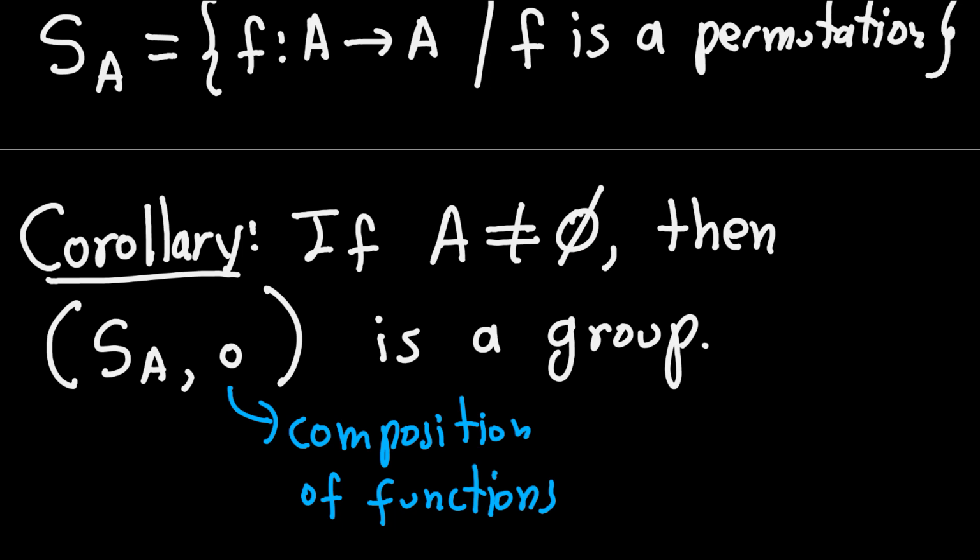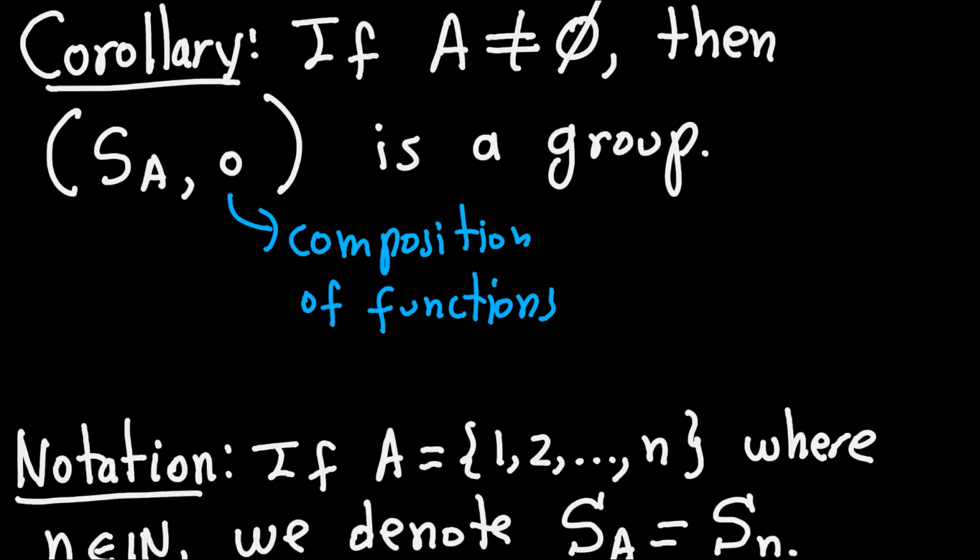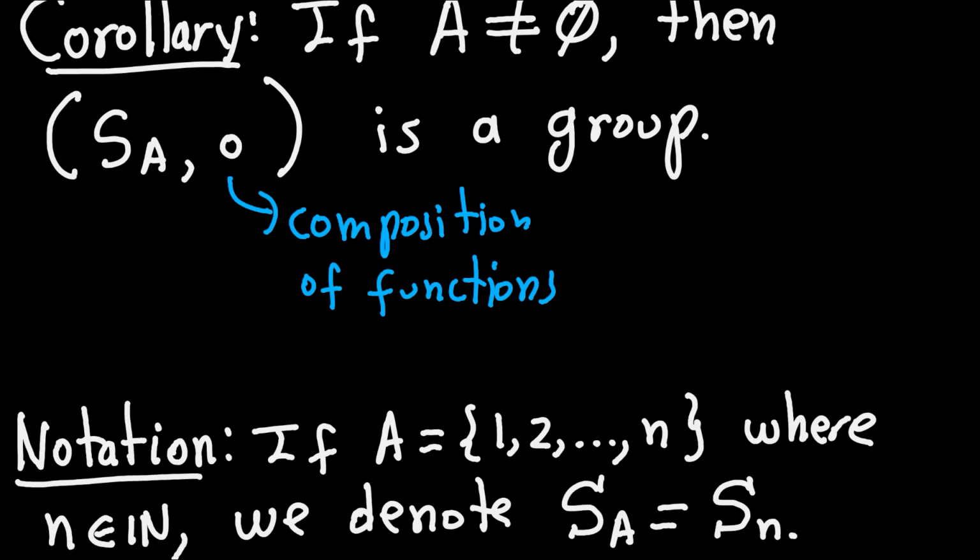If you have a non-empty set A, this collection of functions, all the permutations on A with composition of function, is a group. Why is that a group? The proof of this just refers to the previous theorem, which basically says all permutations with the binary operation being composition gives you a group. That's why this chapter is called permutation groups: it's talking about groups that are functions on a set A that are bijections, and the binary operation is composition.